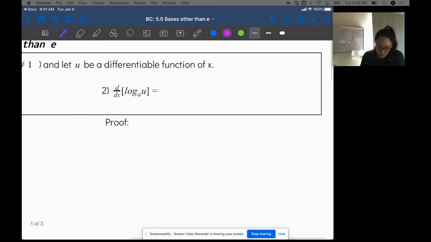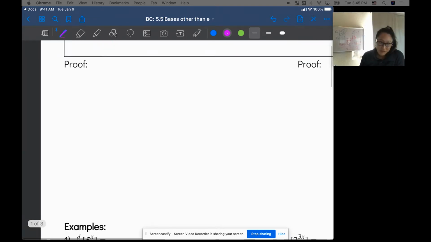Okay, so the same is true for log, it's pretty similar. If I have the log base a of u, we're going to have, like the ln of u, 1 over u. So it's going to be the same, 1 over u times u prime. But then we need to multiply by a constant of 1 over the ln of a. And we're going to do the proof right now.